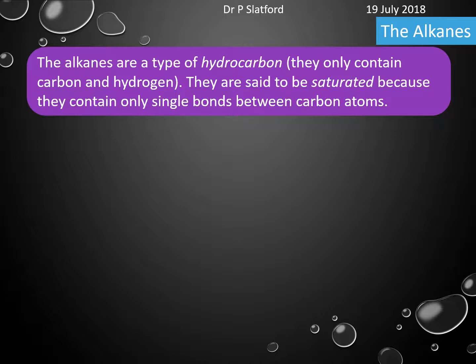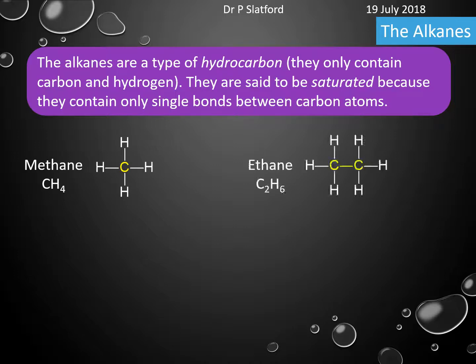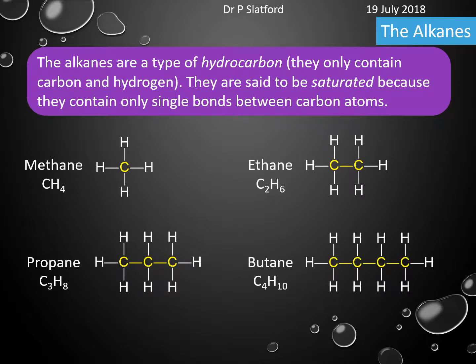So the first four alkanes are methane, ethane, propane, and butane. And although I'm not going to get into naming too much, there is one common thing here in that they all end in ane, and the bit before that tells you how many carbons there are. But there's a separate video for naming compounds. I just wanted to point that out.